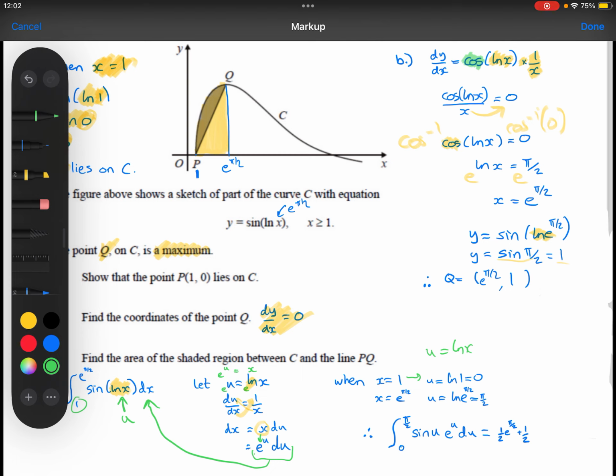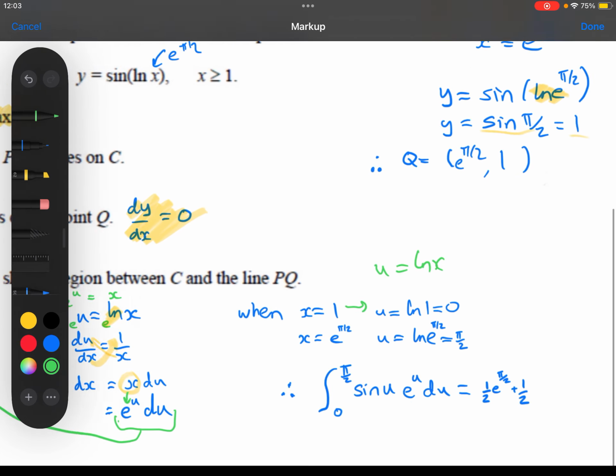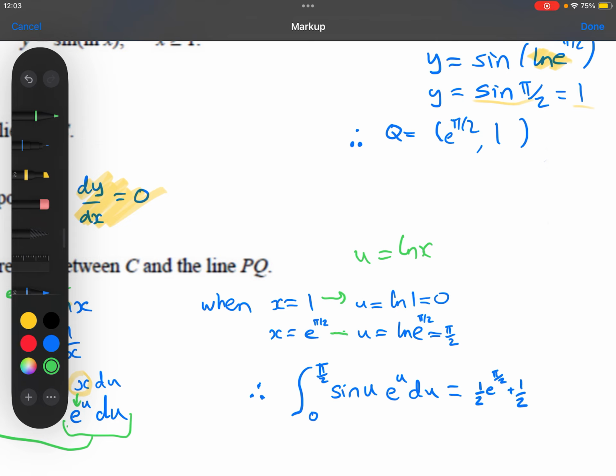The upper limit was when x was e to the pi over 2. So when I substitute that in, I get ln of e to the pi over 2, which is just pi over 2. So that's my upper limit. Done. So lower limit, upper limit. So therefore, my integral has been turned into this integral here, the integral from my lower limit of 0 up to the upper limit of pi over 2 of sine u e to the power u du.